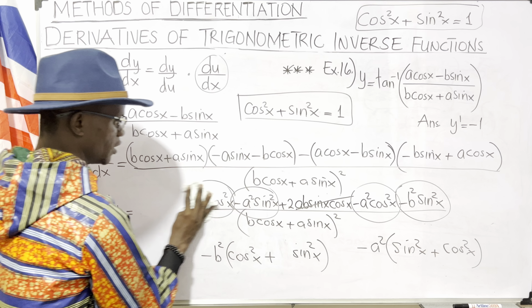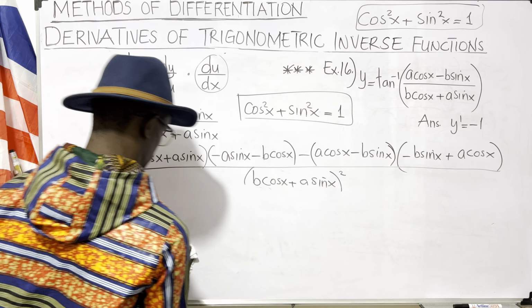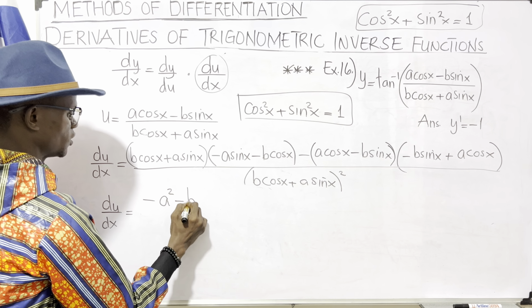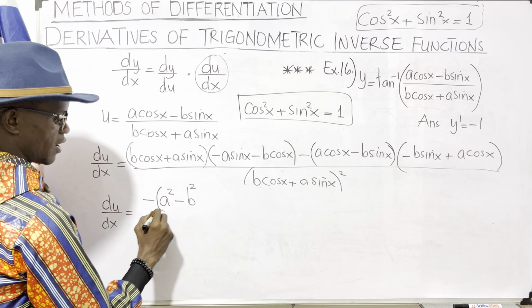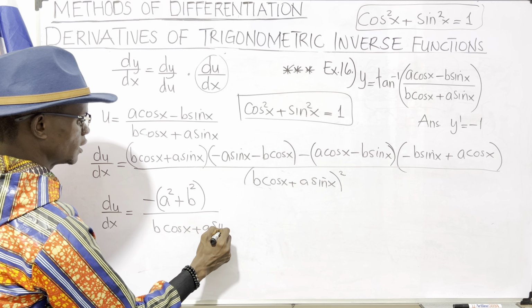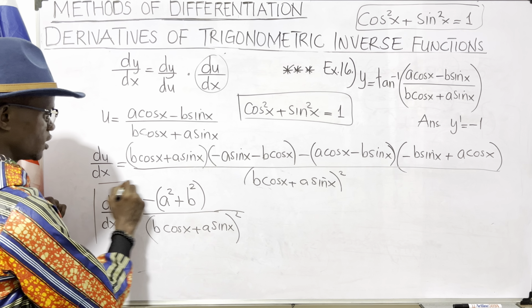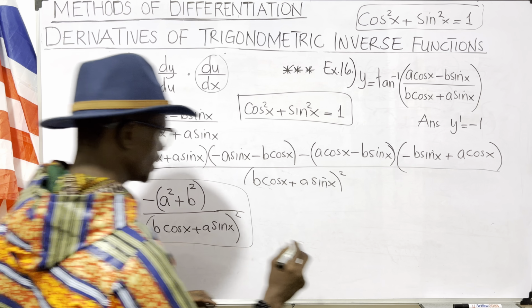So the entire numerator now is just minus a squared minus b squared. So we factor out the negative, it will be a squared plus b squared all over b cos of x plus a sine of x all squared. So what we need to do, we just need to position this somewhere so that we'll be able to use it later. So let's bring it down here.